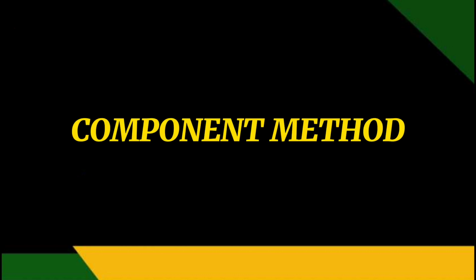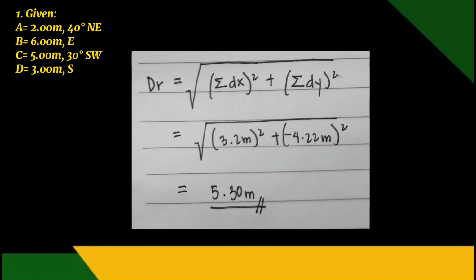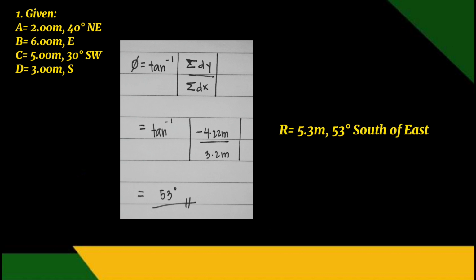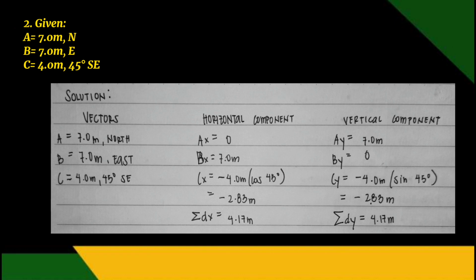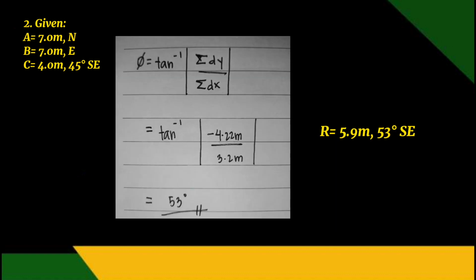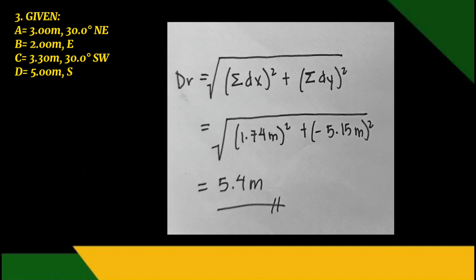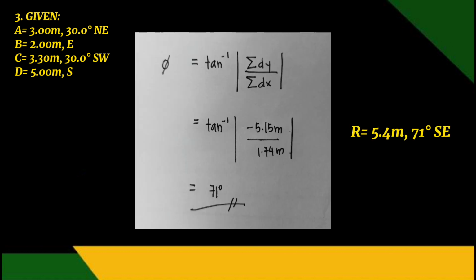Let's proceed to our last topic, which is the component method. Let's answer our first example, starting by computing the horizontal and vertical components of the vectors. Let's have another example. And last example. And that would end our topic.